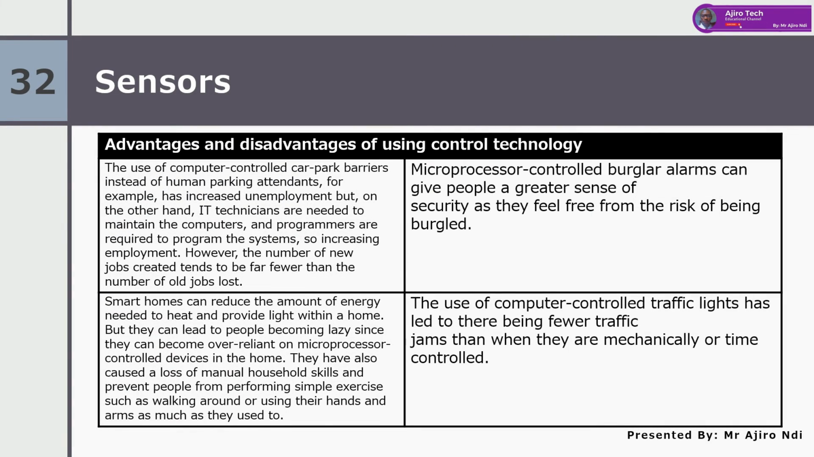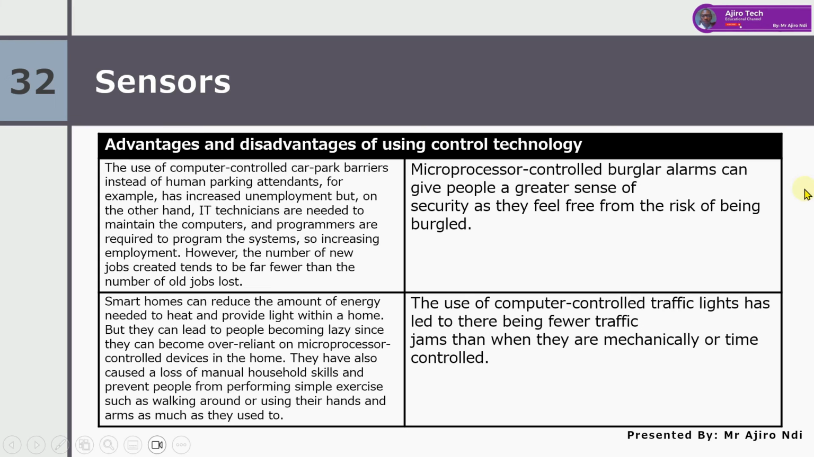Finally, let's talk about the advantages and disadvantages of using control technology. Let's talk about the advantages. Here on the screen, we just look at this: the use of computer controlled car park barriers instead of human parking attendants, for example, has increased unemployment. But on the other hand, IT technicians are needed to maintain the computers and programmers are required to program the system, so increasing employment. However, the number of new jobs created tends to be far fewer than the number of old jobs lost.